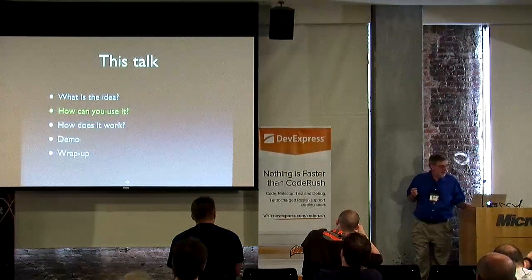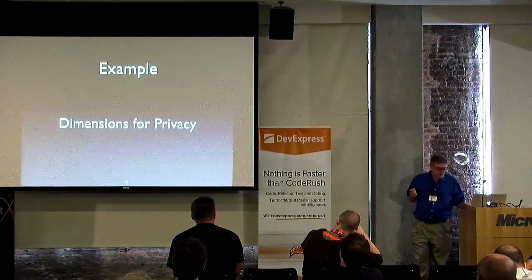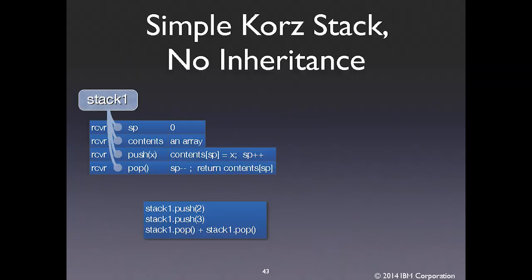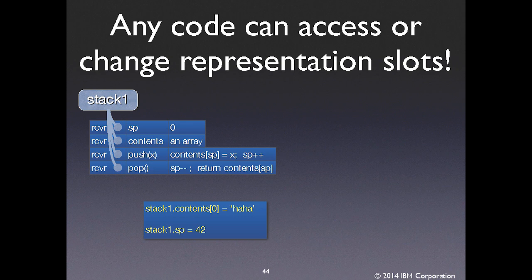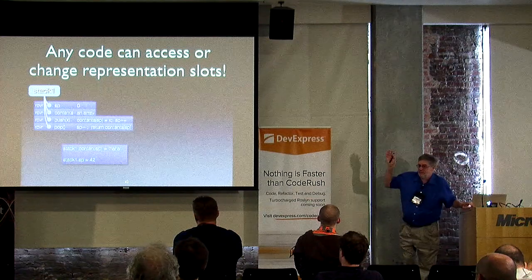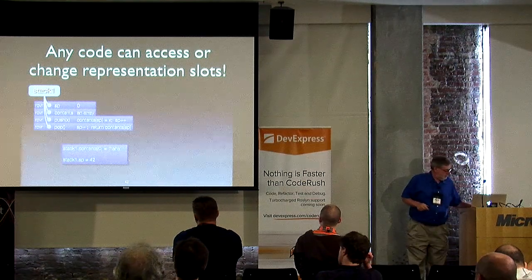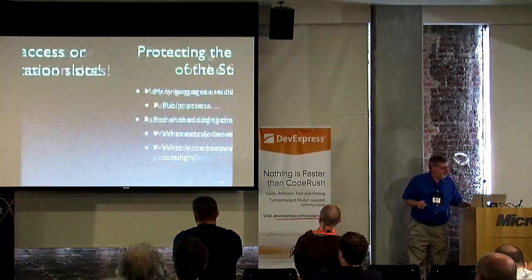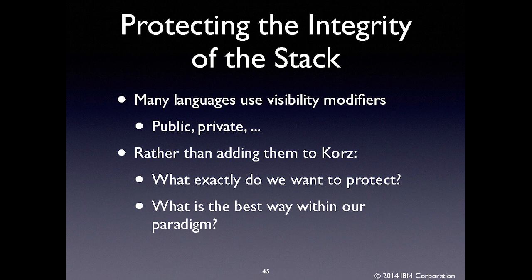So let me give you one quick example. And I'll talk about using this stuff for privacy. Here is our stack again. I'm not going to do inheritance for this example. And of course, the problem is any old code can change the stack pointer at will, throw something in the contents, and mess up the integrity of my stack. Okay, so we need to protect it.